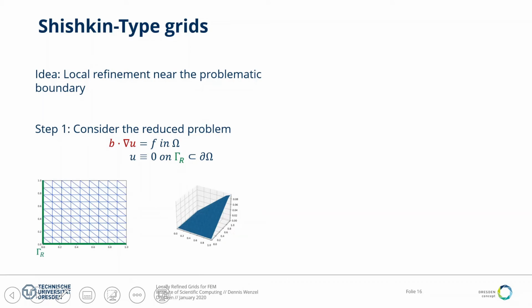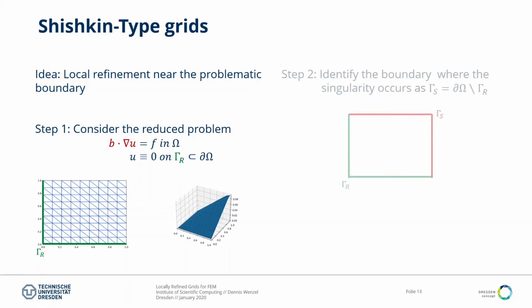Then you can also always try it out. So you just fix this gamma r and then you try out if everything works, and if the solution looks perfectly smooth, then you probably have made a good choice. And then you divide your boundary into the regular part, gamma r, and the singular part. So that's the part of the boundary where the singularity occurs.